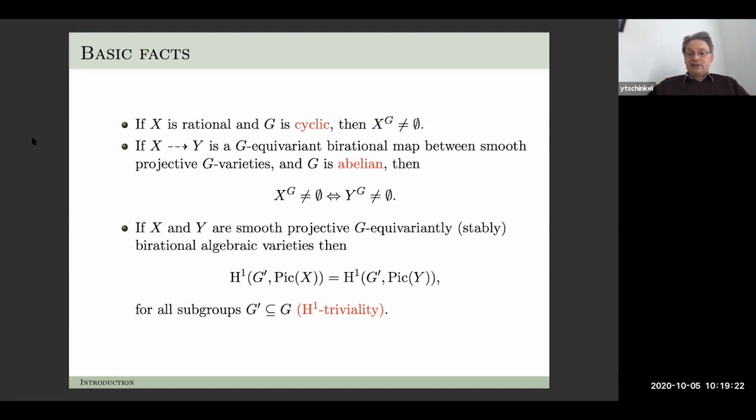And finally, there is a cohomological invariant studied extensively by Manin and later by Colliot-Thélène and many others. So if X and Y are smooth projective G-equivariantly stably birational algebraic varieties, then the group cohomology H^1(G, Pic) with coefficients in the Picard group is preserved, is the same. And in fact, for all subgroups G' of G, and this property is called H^1-triviality.